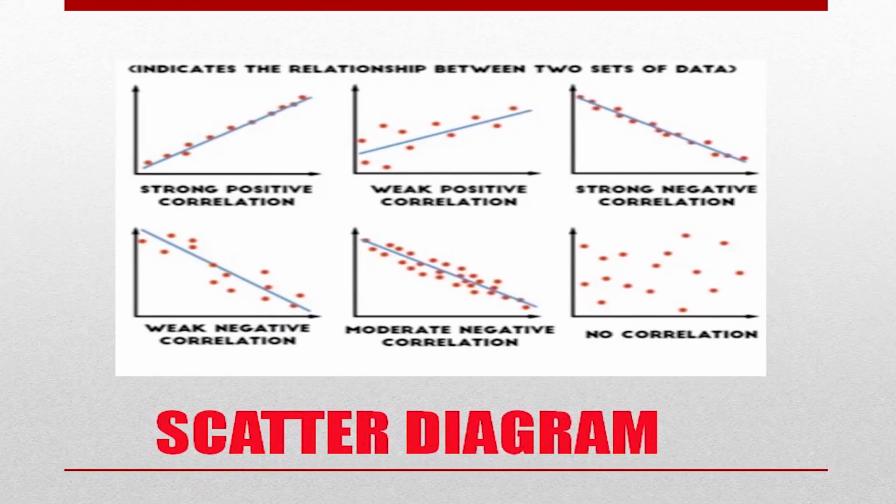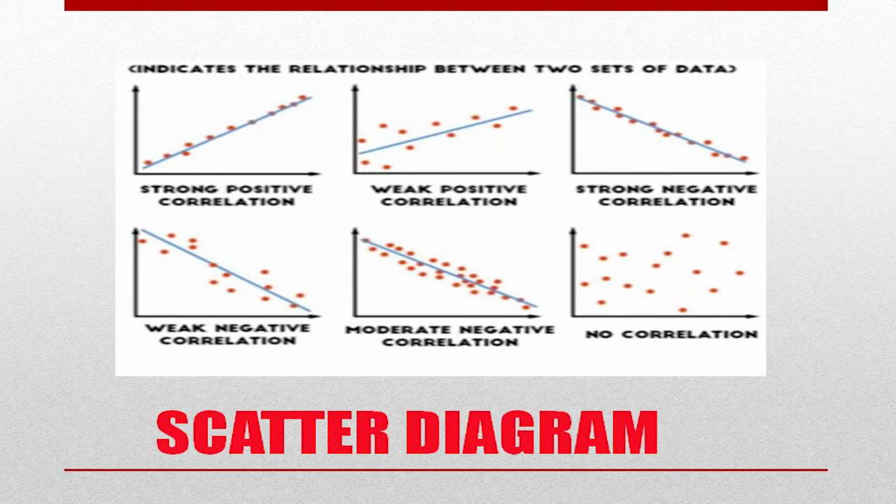Next, we will discuss the scatter diagram method. Suppose we have two sets of data, x and y. Plot x on the x-axis and y on the y-axis. If we get a straight line moving from downward to upward, it indicates that the two variables have perfect positive correlation or strong positive correlation. Diagram 1 indicates that. In the same way, diagram 2 represents weak positive correlation.